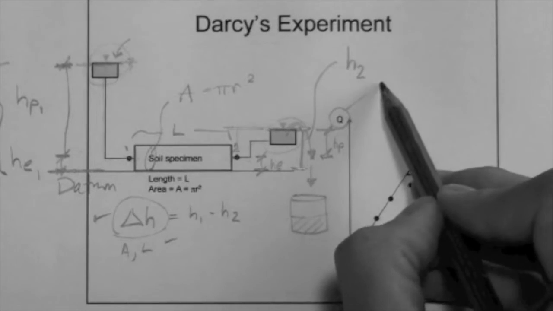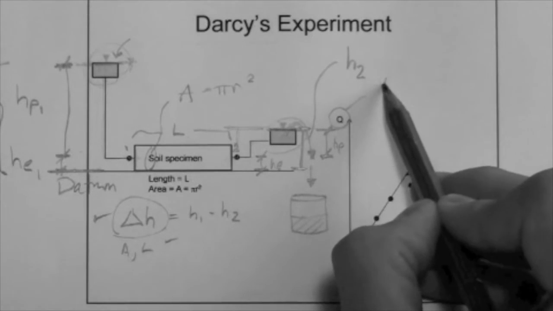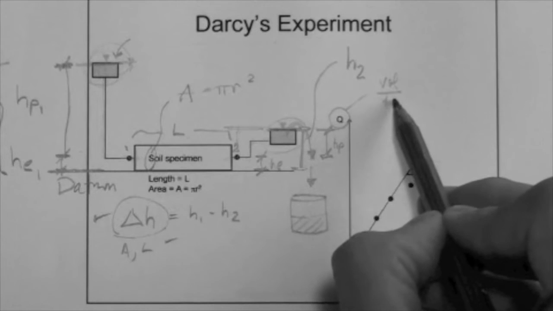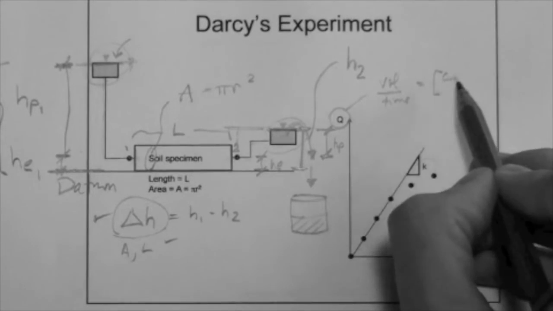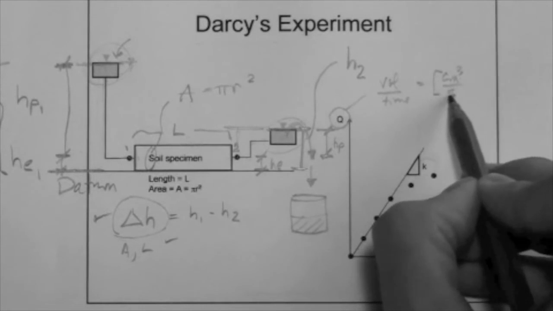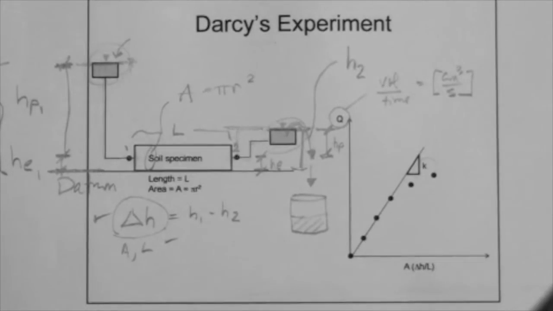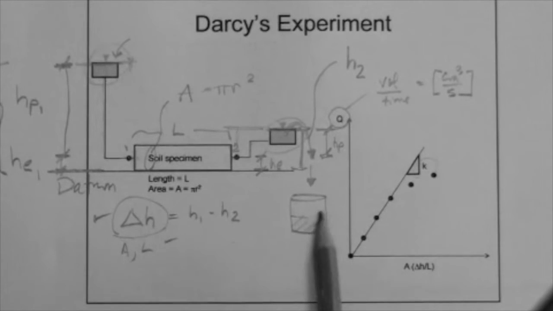This is volume per unit time. So the units could be something like centimeter cube per second, cc per second, for example. That is what he measures here. So he measures the amount of water that comes out per given time, and he determines the flow rate.